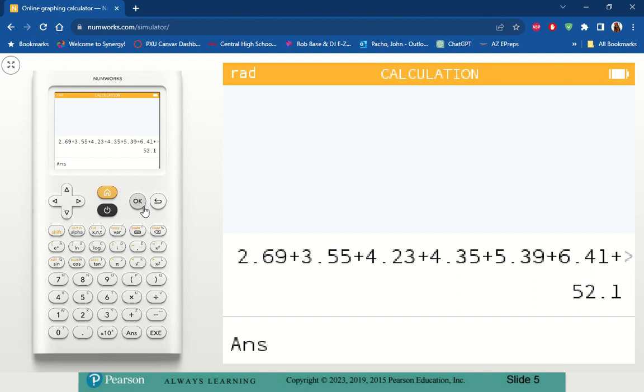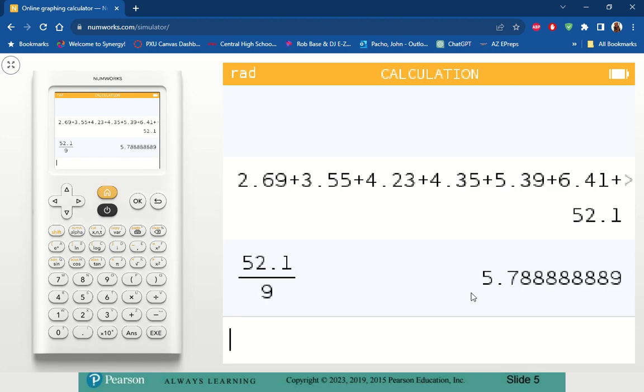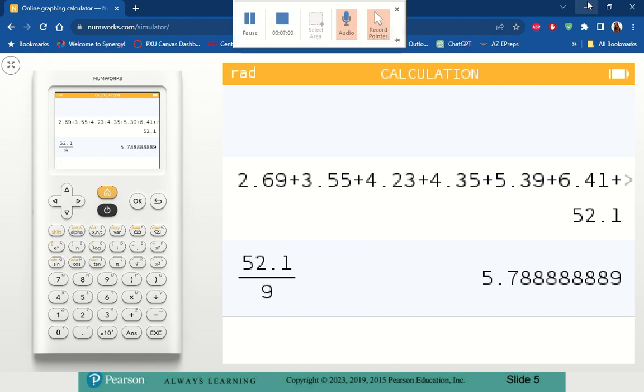Oh, wait. Did I? No. To be honest, yeah, you got to divide it by 9. Yep, there we go. $5.79. That was the average ticket price over that.